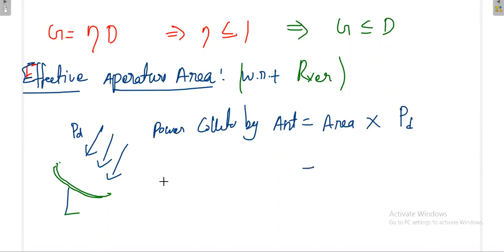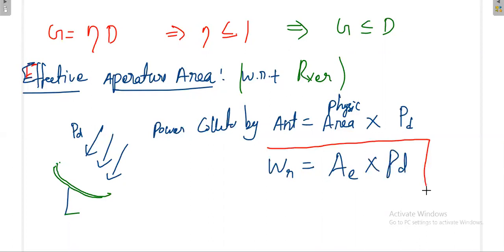Now, you have some area, but in reality the entire area will not collect the power. Only some portion of your physical area will collect the power. So I am going to replace this area with the aperture area. Aperture area is the effective area that collects the power. So this is the physical area. In reality, the total power received is the effective aperture area times the power density.